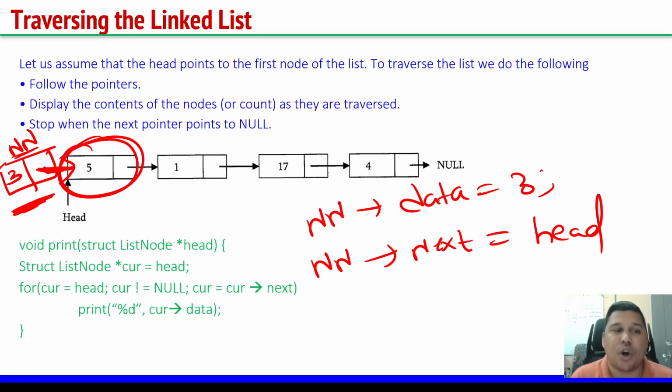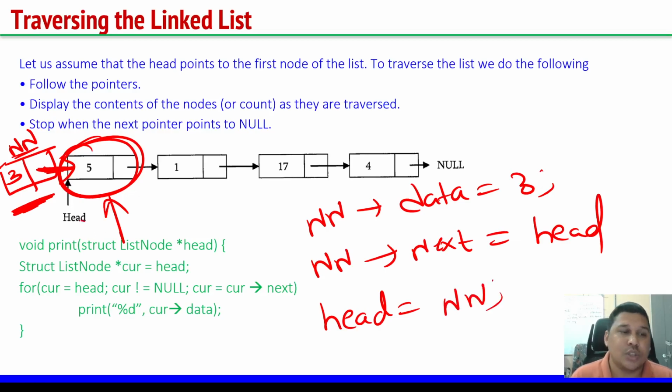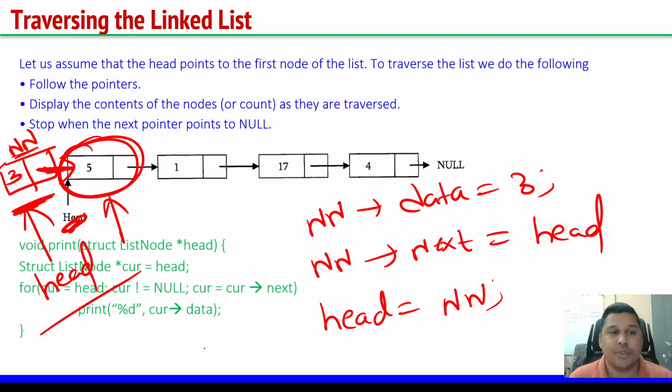After the link is formed, what can you do? We inserted the element. But where is head pointing to? Head is pointing to the second element. Head should always point to the first element. So after writing this step, simply write head equal to new node. So this will be removed and you will get a head here like this. Now this becomes a list like this: 3, 5, 1, 17, 4.